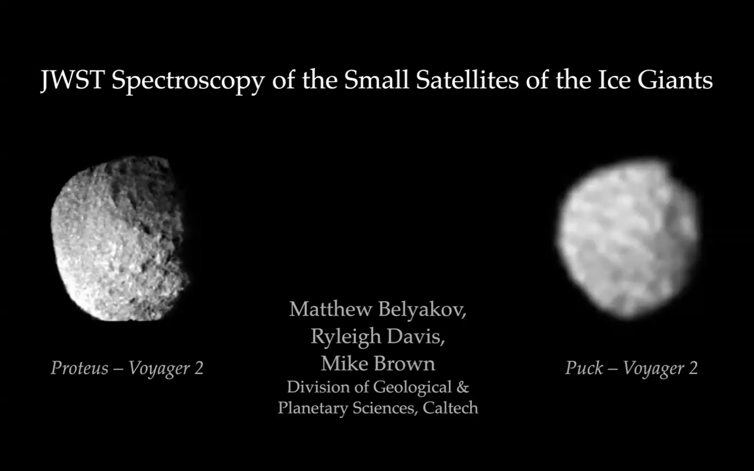For Proteus and Puck, these are the best images we've had, and we haven't had very much data on them since Voyager 2 flew by. So James Webb is really the first time we're seeing these in a totally new light. Hopefully I'll convince you that these moons are pretty important in understanding the history of our ice giant systems and really their satellite systems.